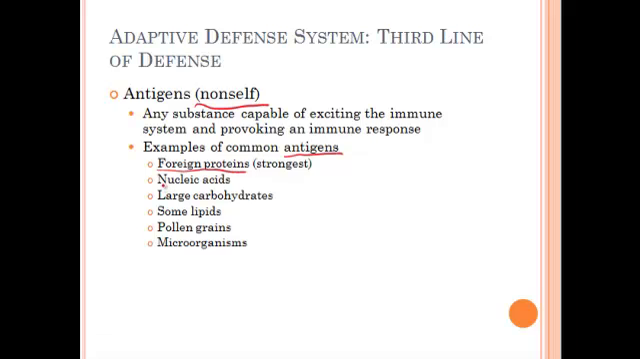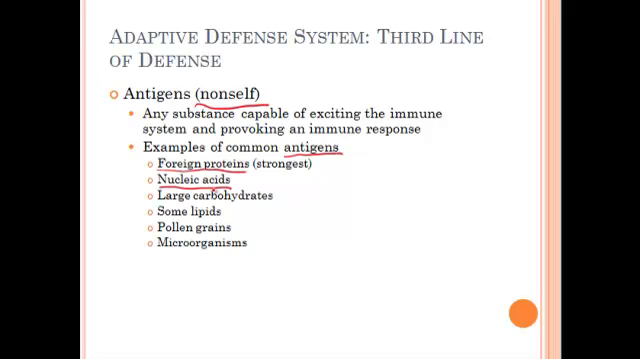Nucleic acids, such as DNA and RNA. We don't want foreign DNA and RNA running around. That's how viruses are able to take over our cells and fight our body, through injecting DNA and RNA into our cells. And so our body really doesn't like foreign nucleic acids.